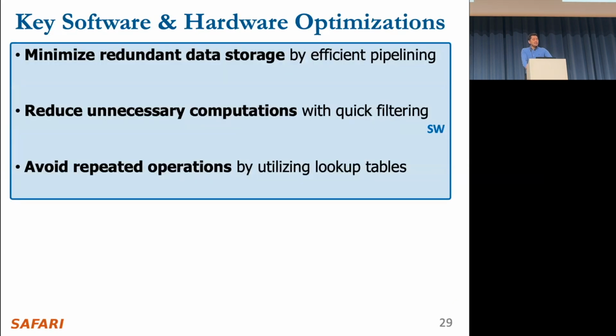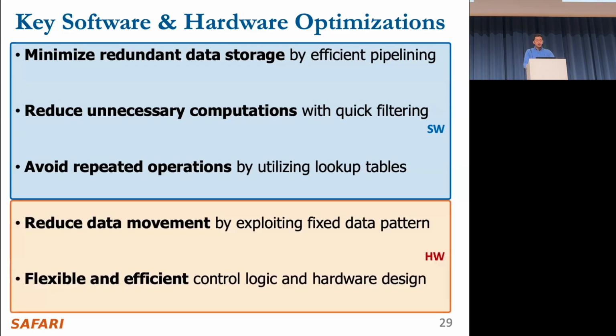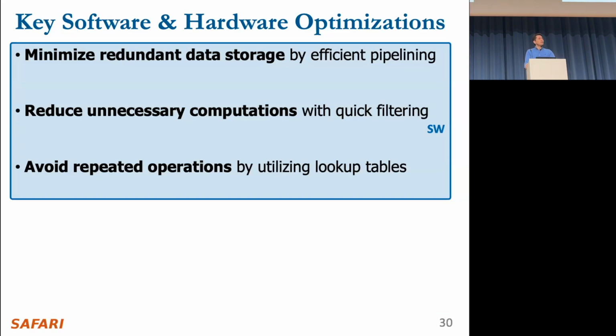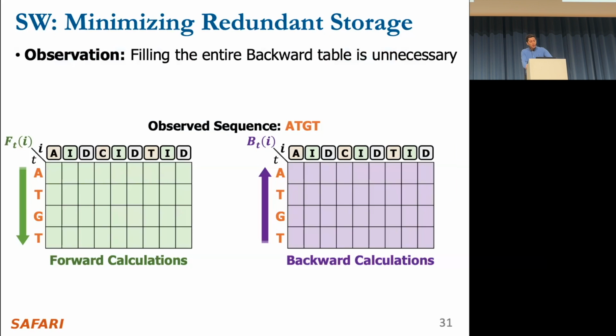PHMMs. We have essentially key software and hardware optimizations to accelerate this important application, let's say. And I'm going to start with describing the software optimizations that we propose. So our first software optimization aims to minimize the redundant data storage. And what we really observe here is that we don't really need to fill basically the entire backward table. It's essentially unnecessary to do so.